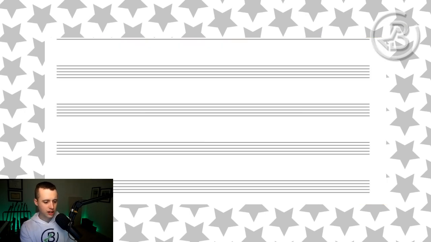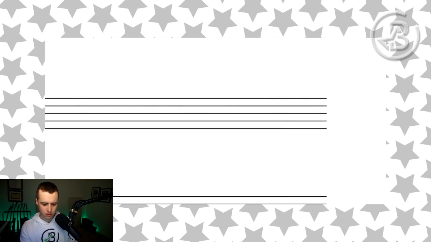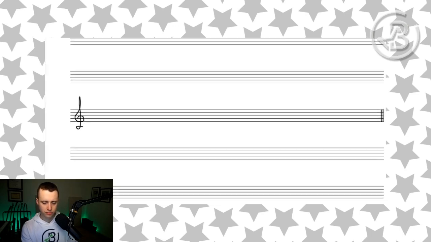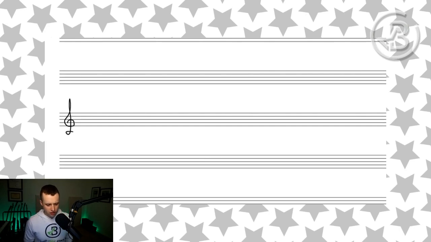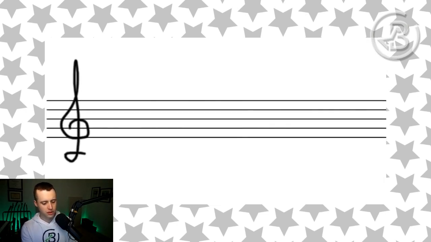So every time you write a scale, you're always going to start off by writing a treble clef. And then also writing a double bar line at the end of the staff. There we go. All right, so I'm going to start by writing a C chromatic scale ascending using only sharps. I'm going to start on C4, but you could start on C5 if you want to.